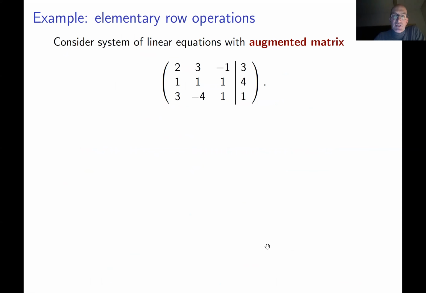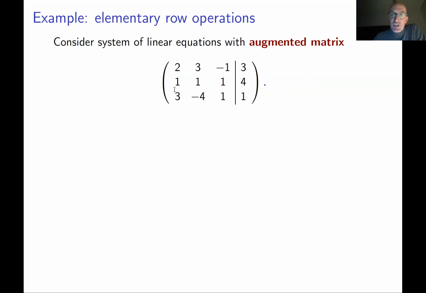Okay, here's an example. We have this augmented matrix. Again, it's nothing but a system of linear equations with three unknowns. Your vector B is just 3, 4, 1. This is your matrix A. So this is just the system of linear equations given in matrix form. And we want to simplify it using elementary row operations. This is, of course, the same example which I already used in the beginning of this lecture. It's just written in matrix form.